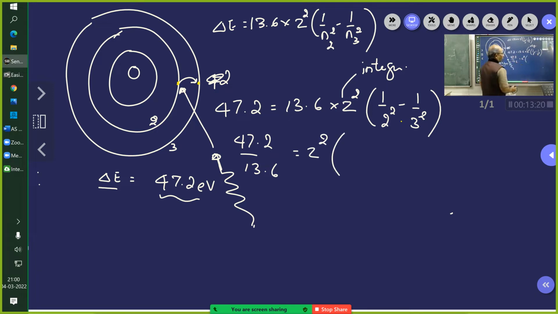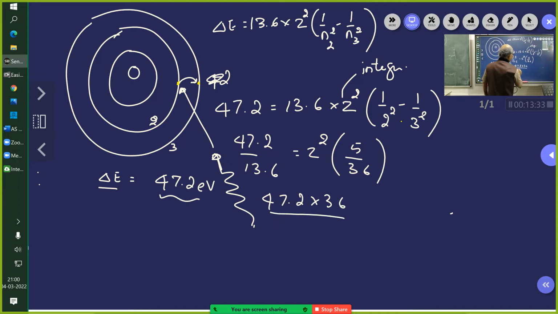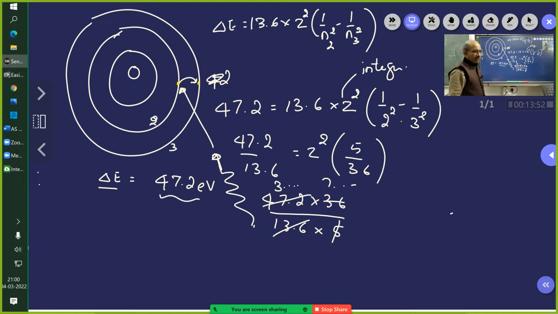So this will be 9 minus 4 is 5, 4 9s are 36. This is what you get. So here you end up with 47.2 into 36 divided by 13.6 into 5. You got these numbers. Okay? Now, what I would do is approximately 13.6 into 3 point something. Right? And here 5 becomes 7 point something. Hello, are you with me? Yes, sir. Okay, now 3 7s are 21.